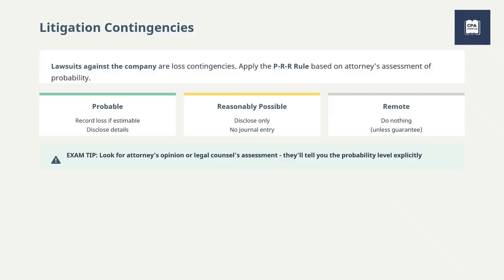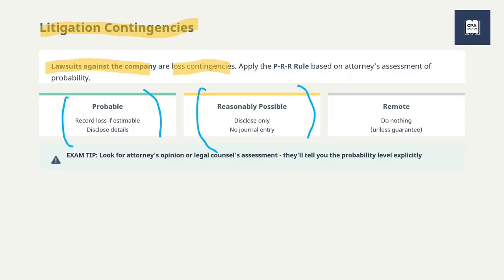Now let's talk about litigation contingencies. Those are the situations where there is a lawsuit against the company, and those are considered loss contingencies. What do we do here? We use the PRR rule. First, we look at the attorney's opinion. If they say it's probable, we record it. We record the loss and we disclose the details.